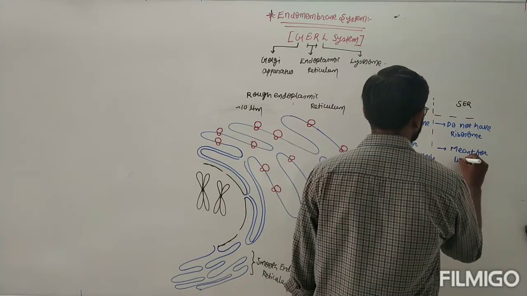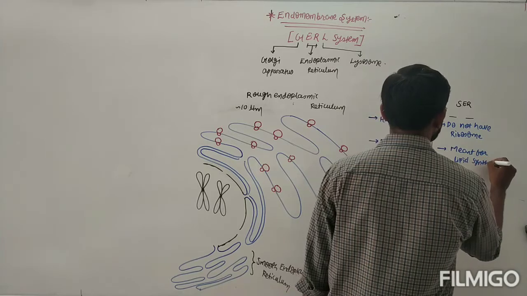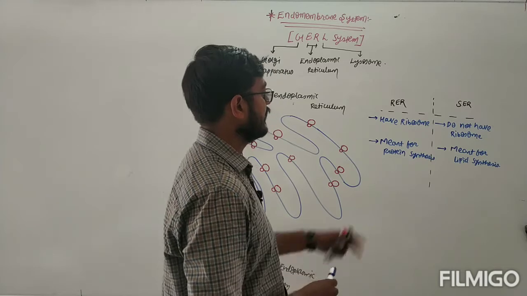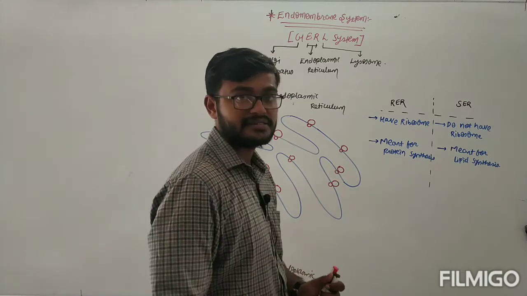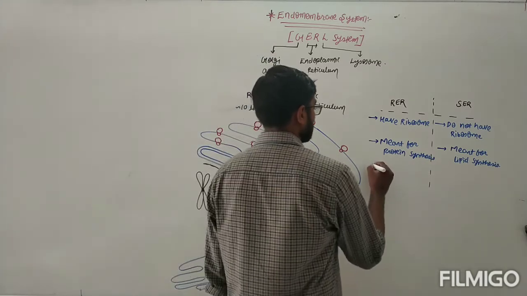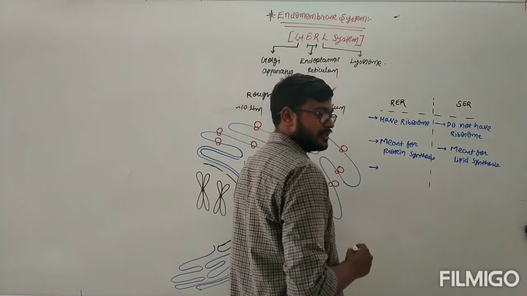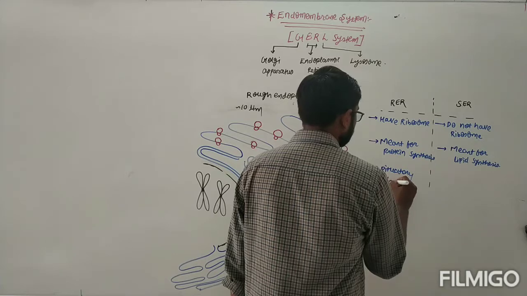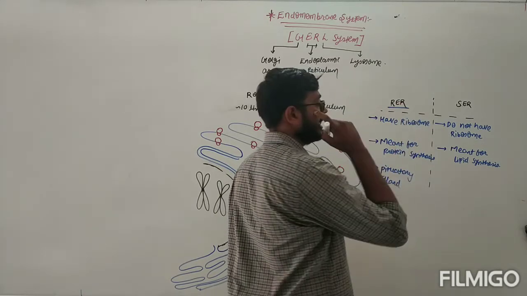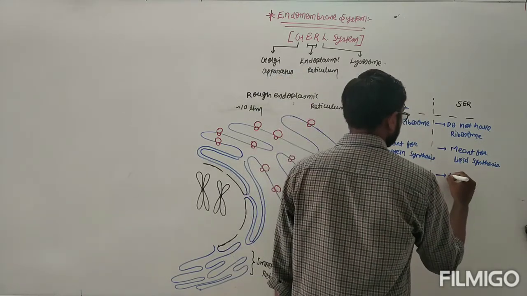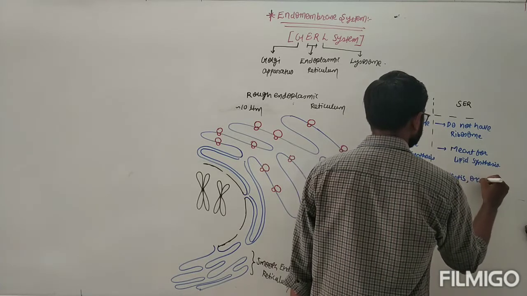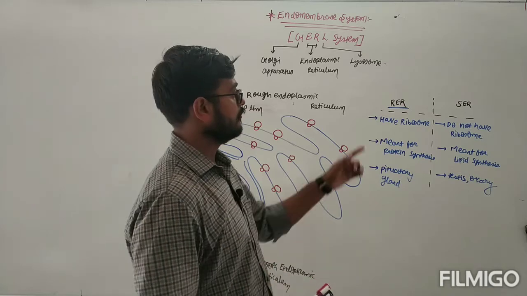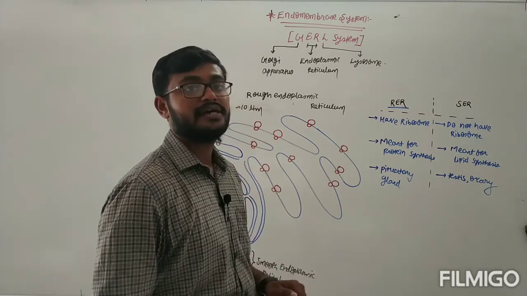Meant for lipid synthesis. For the synthesis of lipid is going to be taking place. And here they are meant for what over here? Protein synthesis. Those cells which are actively synthesizing protein, like the pituitary gland, have a high amount of what? RER. And here the testes and ovary, which have a large amount of lipid secretion, are going to have more amount of SER.